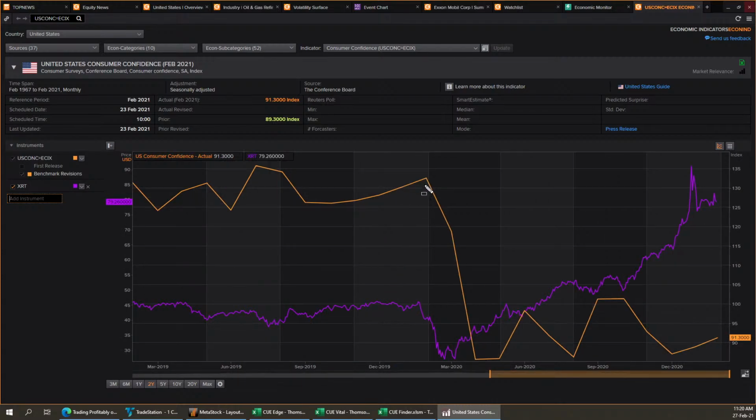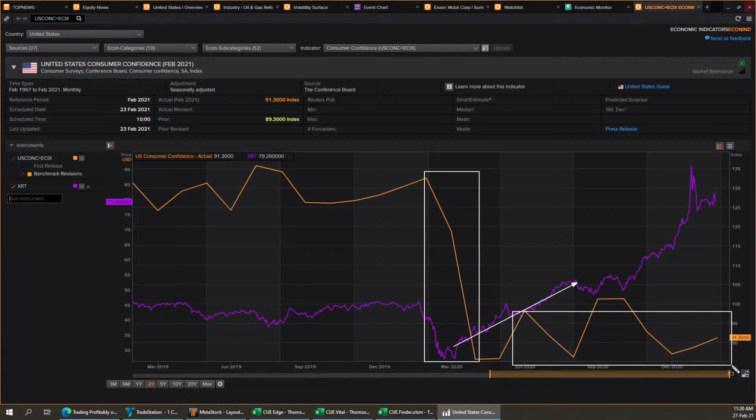What we see is very interesting. When there was a huge drop during the early COVID period, soon after that, retail stocks started to rally. Consumer confidence remained low. Now, the retail ETF is at the very top. Consumer confidence is actually near the bottom. It may be starting to go up.